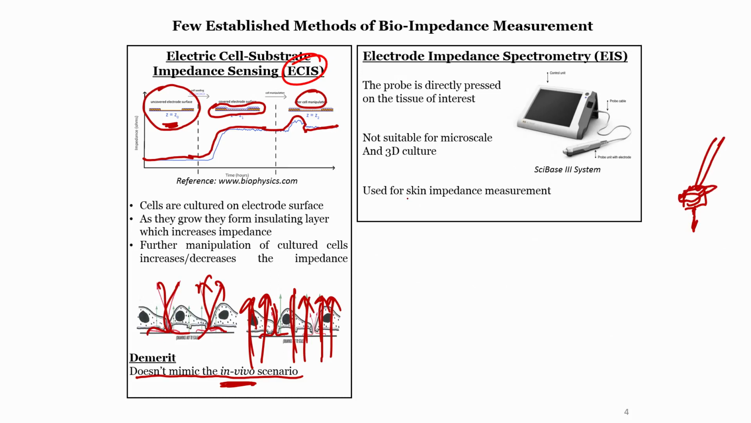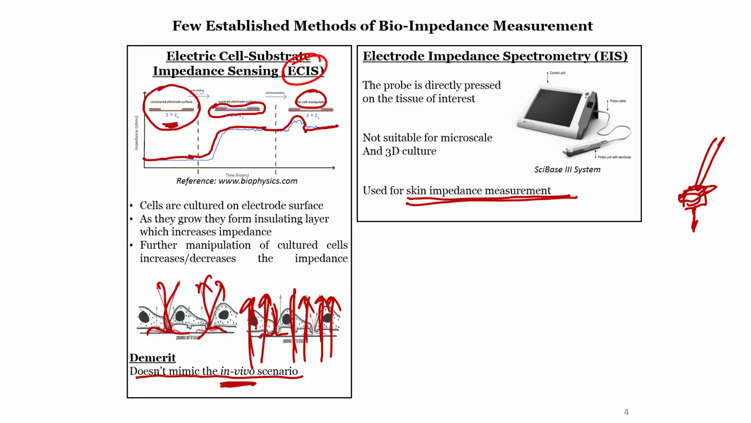So that is why it is commonly used for skin impedance measurement. From skin impedance, people are able to detect early onset melanoma and see if any skin cancer possibility is there to start off.